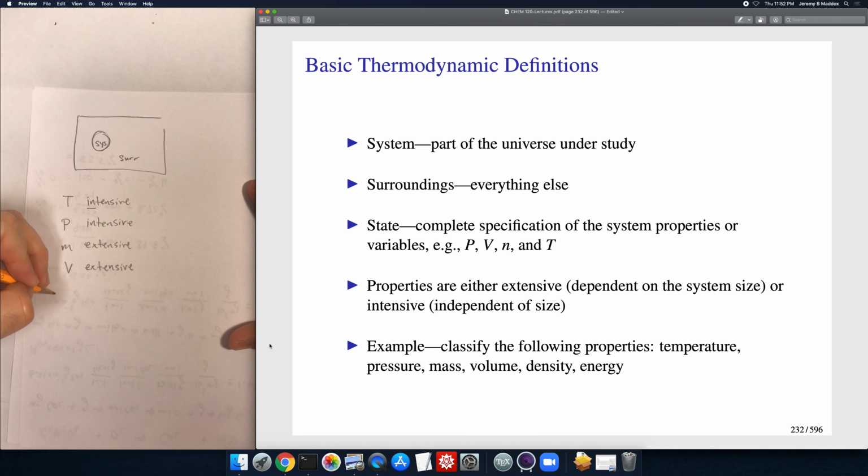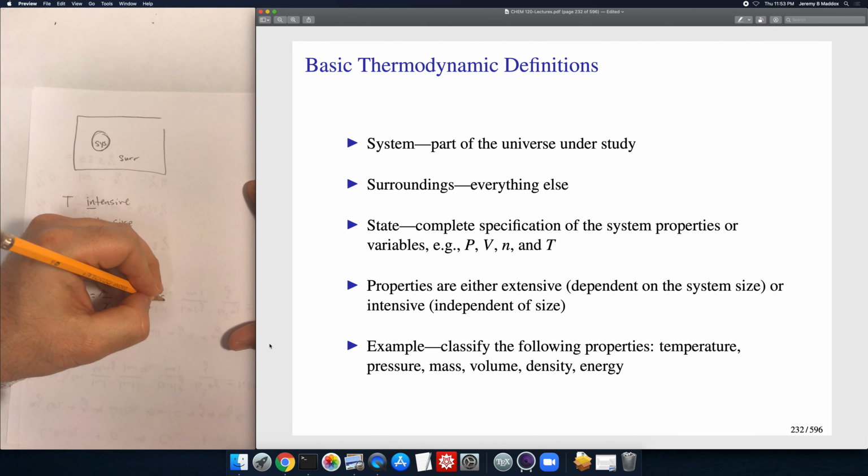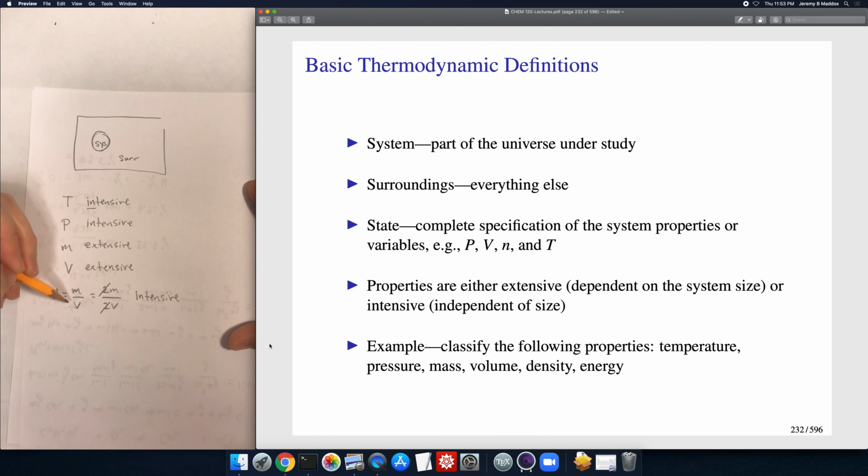Density is a fun one. Density, as we know, is defined as the mass of the system divided by its volume. So here you have two extensive quantities. Well, what if you doubled the size of the system? You would double the mass and you would double the volume because mass and volume are extensive. Notice that the 2's cancel out and you're left with the same density. So density is an example of an intensive quantity. In fact, whenever you take the ratio of two extensive quantities, the result is always an intensive quantity. We'll take advantage of that in this chapter as well.